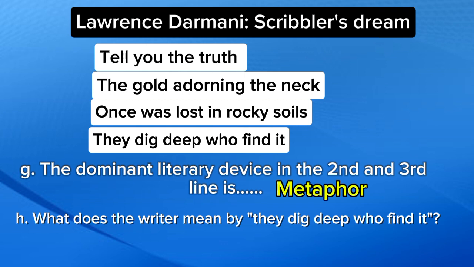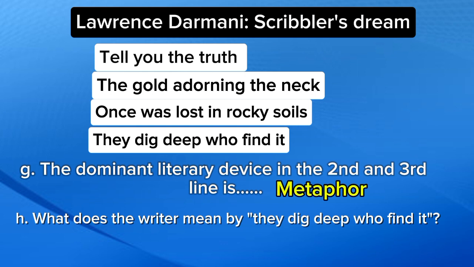All right, so this is because the comparison of gold to something that was once lost in a rocky soil is a powerful metaphor. It creates a connection between gold and the idea of something that is valuable. So that is the reason why I chose metaphor for this question.